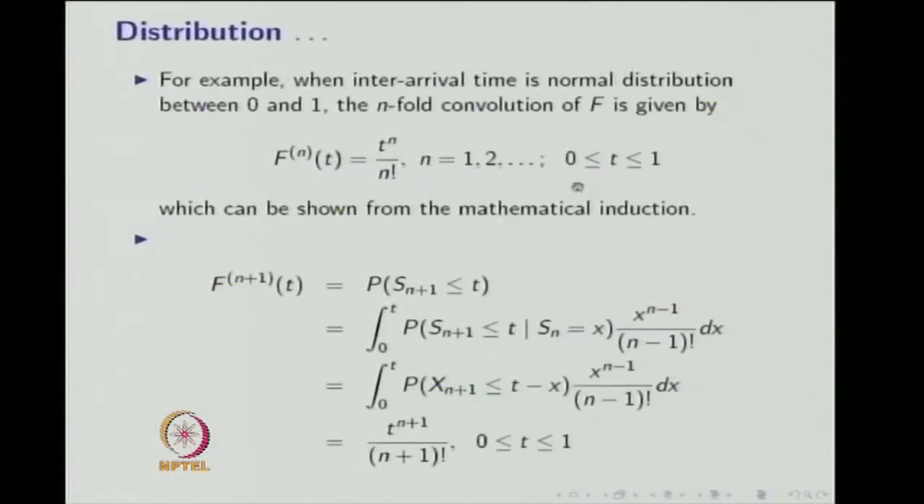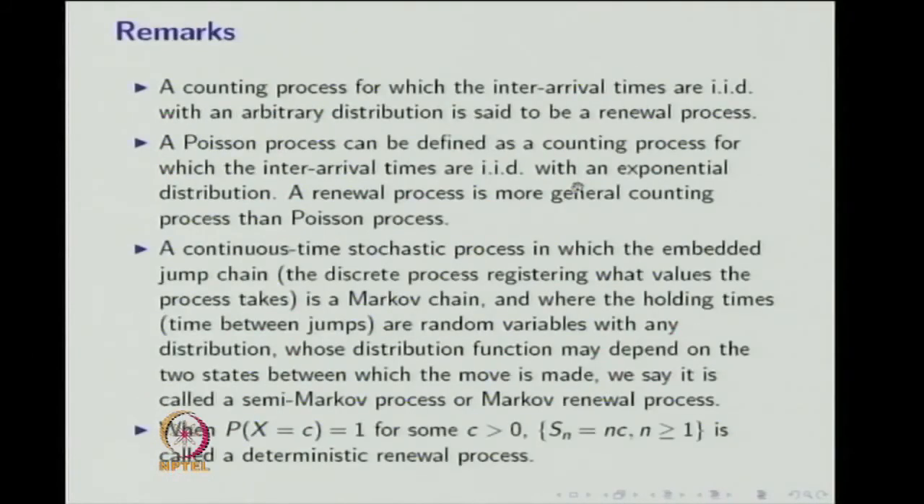A renewal process is a more general counting process than the Poisson process, because in the Poisson process the inter-arrival times are independent, identically distributed and each one is exponentially distributed, whereas in the renewal process it could be any arbitrary distribution. Any counting process need not be particularly a Poisson process.